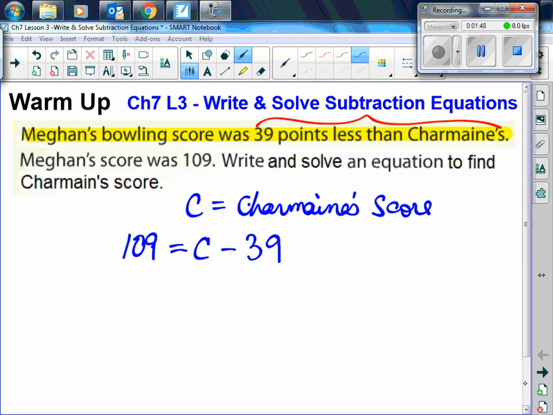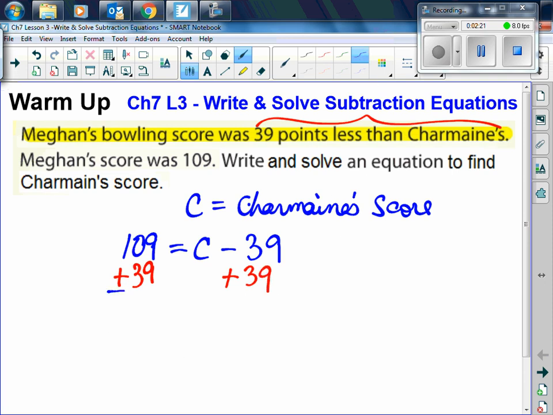So here, using our fact family, I can say that 109 plus 39 is going to give me whatever C is, right? So here, I'm going to add 39 here. And if I add 39 over there, what happens to my seesaw? It's out of balance, right? So what do I need to do on the other side? I need to add 39 on the other side. Is everybody clear with that?